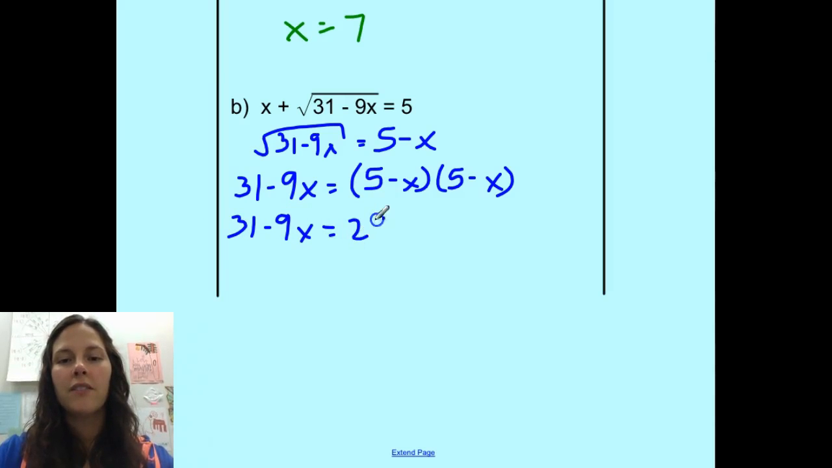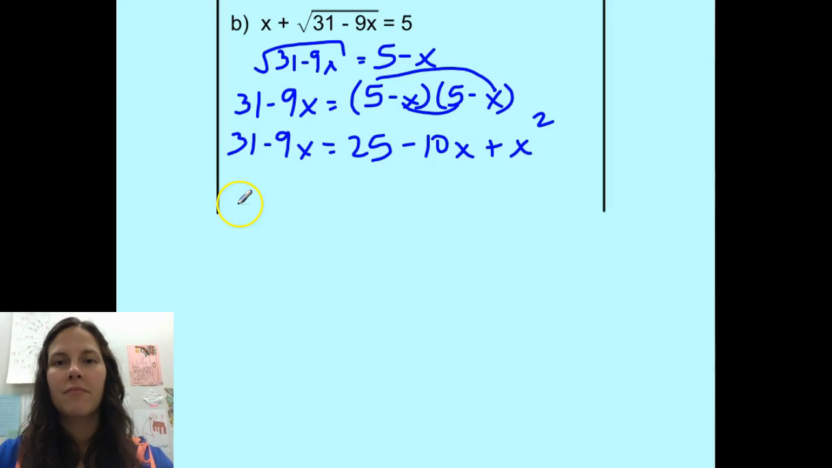5 times 5 gives us 25. Negative 5x plus negative 5x gives us a total of negative 10x. And the negative x times negative x is a positive x squared. We ended up with a quadratic equation on this one, so we want to set it equal to 0 and see if we can factor or use the quadratic formula.